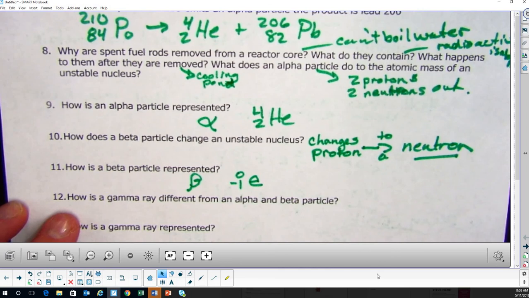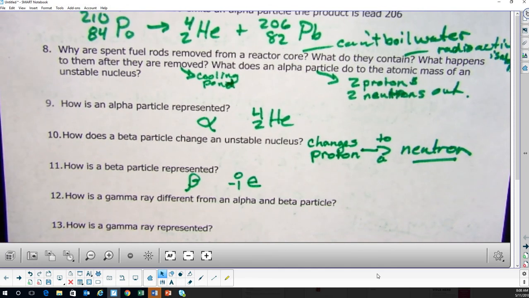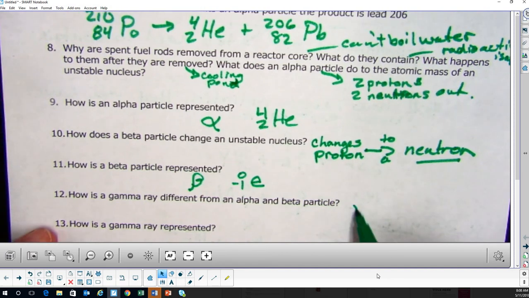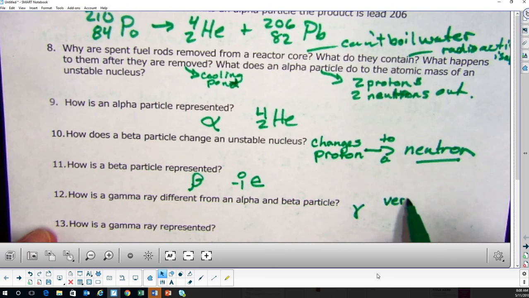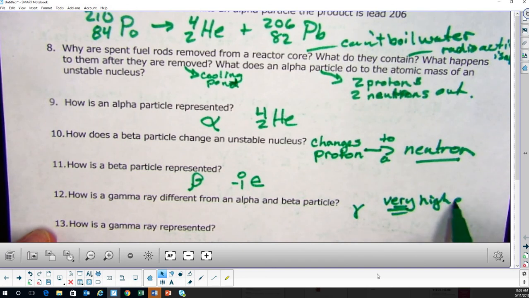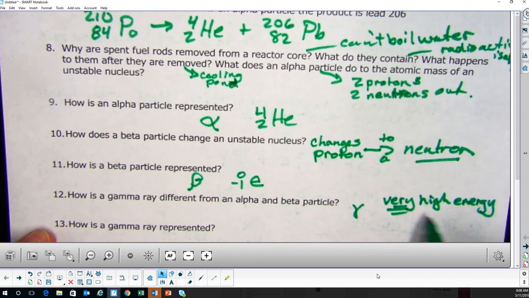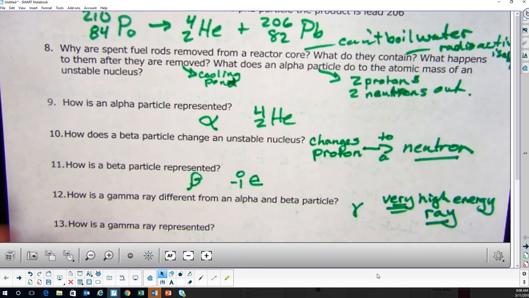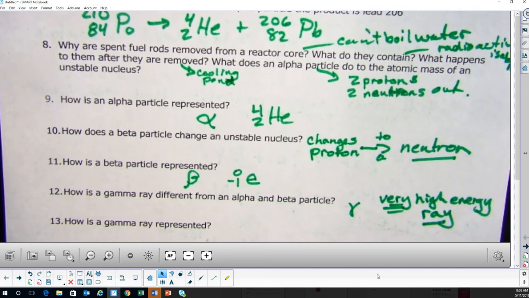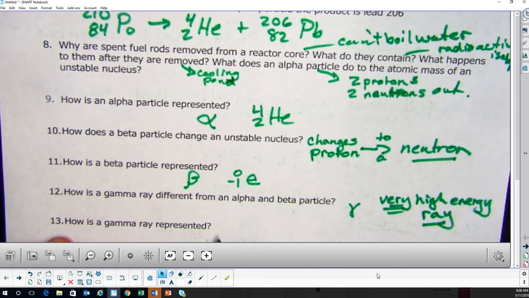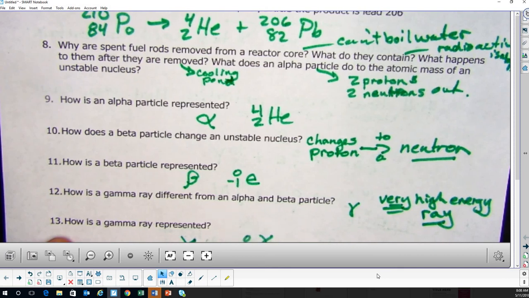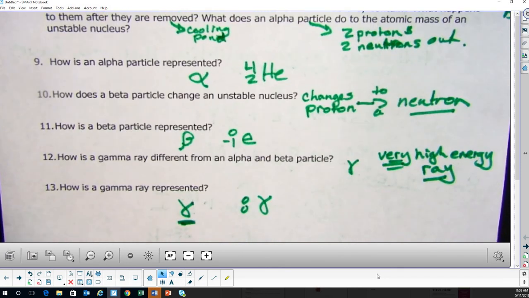Okay, how is a gamma ray different from an alpha and beta particle? Yeah, it's a 0, 0, and it's a very, very high energy ray. A ray, not a particle. Okay, and how do we represent it? This way or 0, 0 this, but this is the preferred.